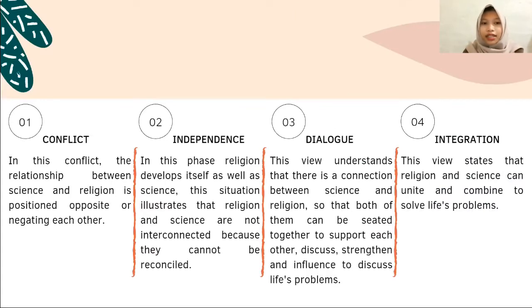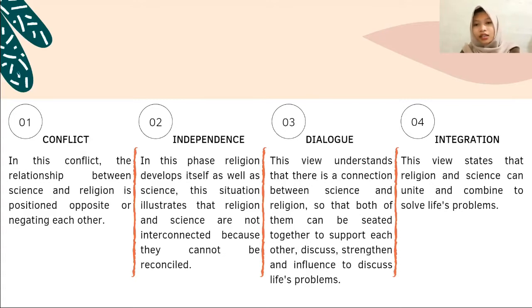First, conflict. In this conflict, the relationship between science and religion is passionate, opposite, or negating each other. Second, independence. In this space, religion develops itself as well as science. The situation illustrates that religion and science are not interconnected because they cannot be reconciled.